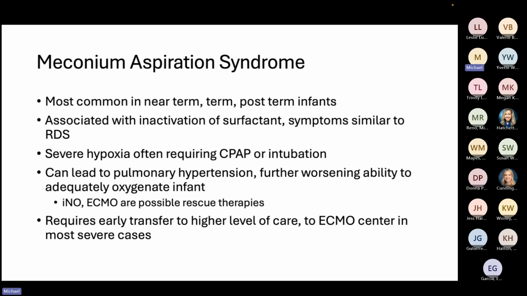The one big fear that we always have with meconium aspiration syndrome, because of the profound hypoxia, is that it can lead to pulmonary hypertension, which further worsens the ability to adequately oxygenate an infant. It can lead to the need for high frequency ventilation and potentially iNO to attempt to vasodilate the pulmonary vascular bed and decrease that pulmonary blood pressure. And in very severe cases, ECMO can be used as a possible rescue therapy. The most important thing to consider for meconium aspiration is early transfer to a higher level of care.